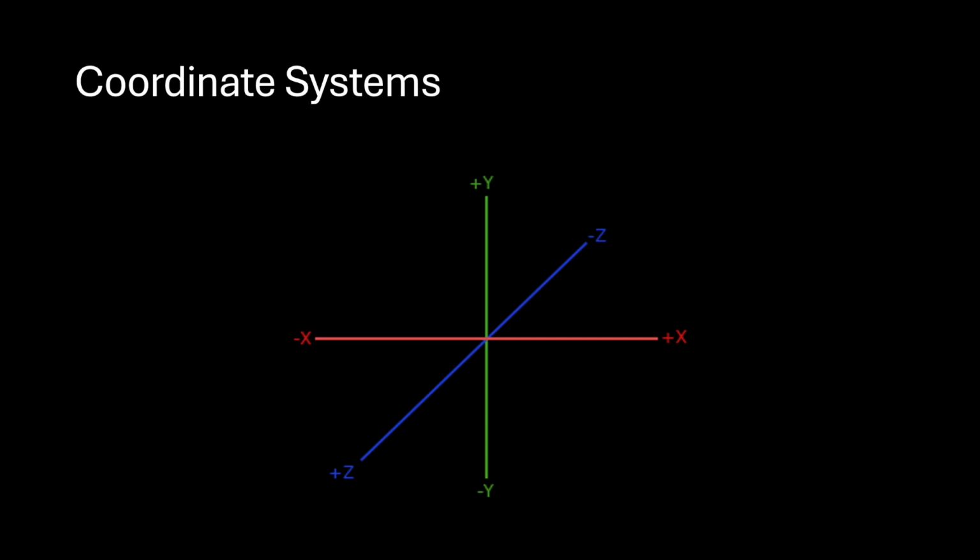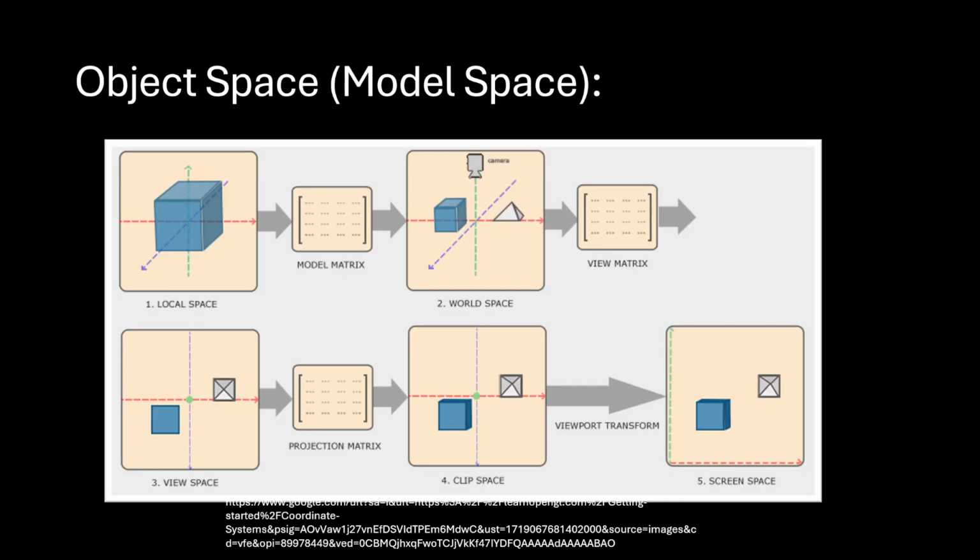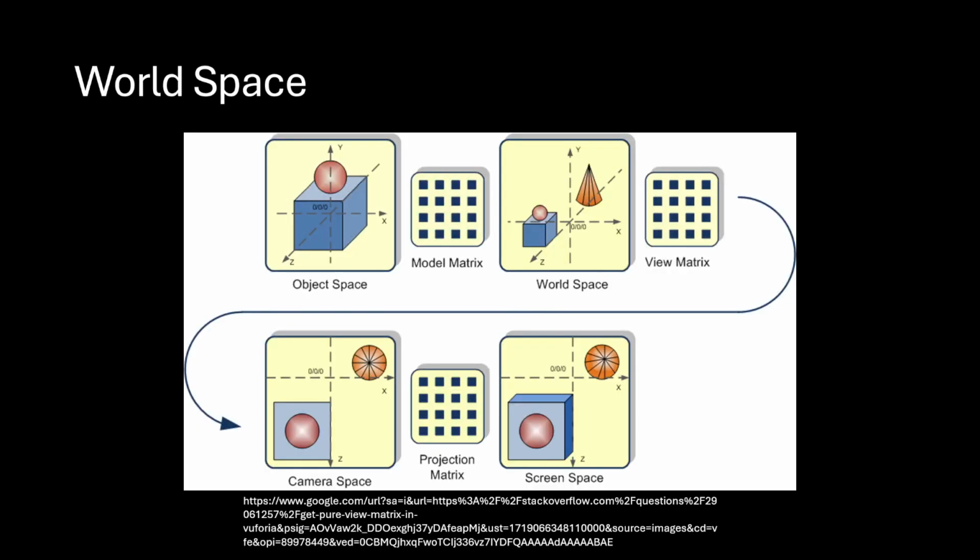So here we have, in coordinate systems, object space. As you can see here, this is an example of object space. Object space is a local coordinate system of the object. It defines the shape and the structure of the object relative to a local origin. Next one is world space. World space positions the object within the scene. The transformation from object space to world space typically involves translation, rotation, and scaling.